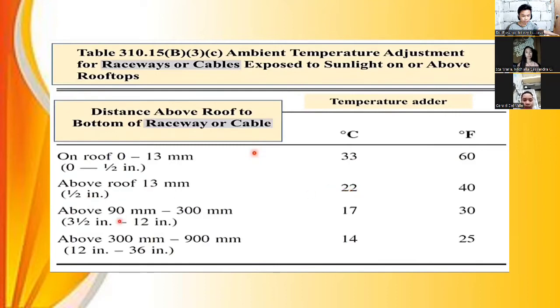Then above 90 millimeters to 300 millimeters, or if we convert it to inches, 3.5 inches to 12 inches. Then the degrees Celsius is 17 and on the other side is 30. So next is above 300 millimeters to 900 millimeters, in inches, 12 inches to 36 inches. Next po.